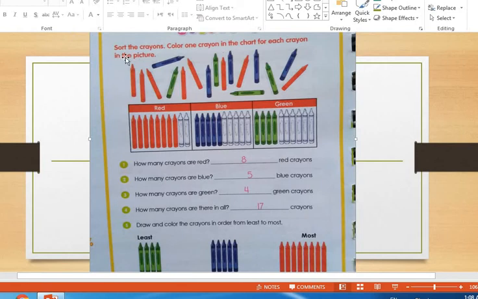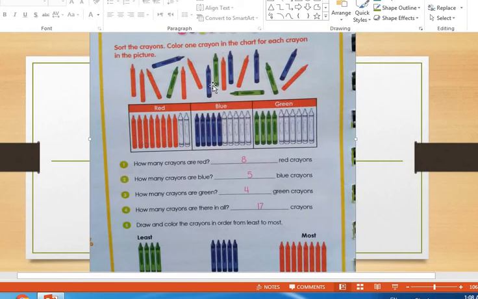In this example, sort the crayons. Color one crayon in the chart for each crayon in the picture. I have here the number of crayons. I have red crayons, blue crayons, and green crayons. So I want to put the red crayons here in the chart. So I will color just how many red crayons. I have to do what first? To count the number of crayons. So 1, 2, 3, 4, 5, 6, 7, 8. So here I will color 8 crayons.